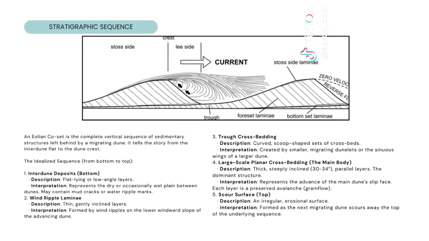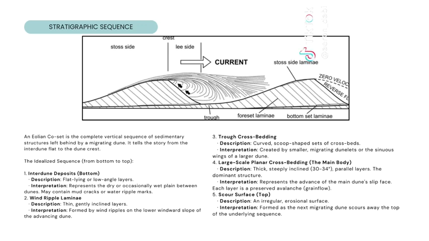When looking at the ideal sequence of a dune, geologists can see how it developed from bottom to top. At the base are interdune deposits, which are flat layers that may contain mud cracks or ripples from water. Above these are wind ripple laminae, which are thin layers made by ripples on the dune's windward slope. Moving upward, cross-bedding appears as curved, scoop-shaped layers, often created by smaller dunes.